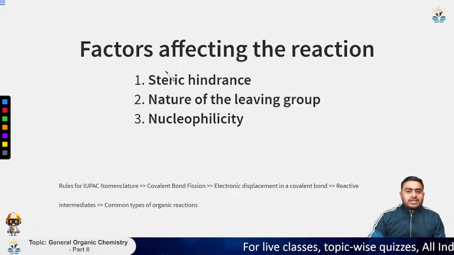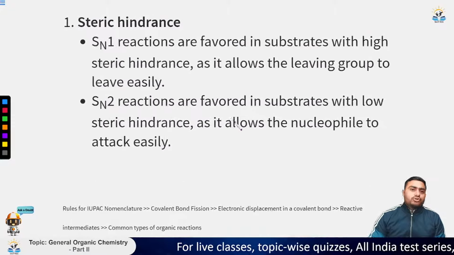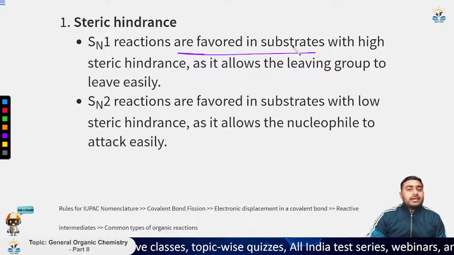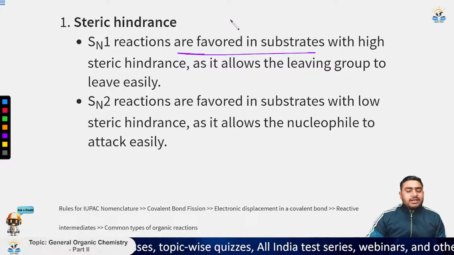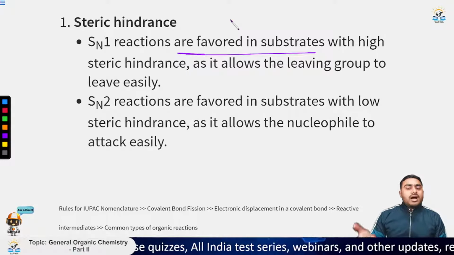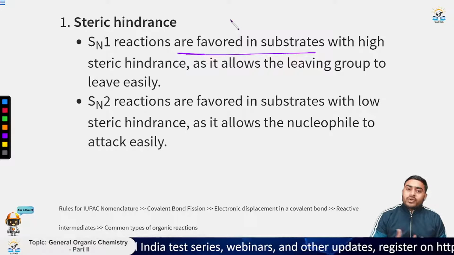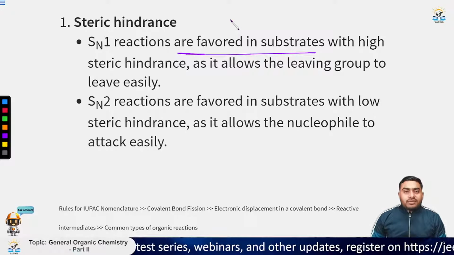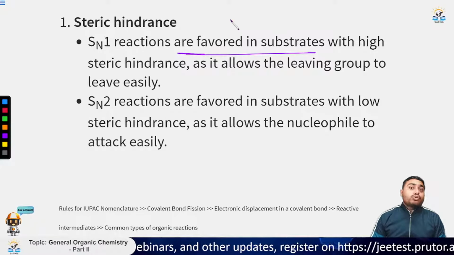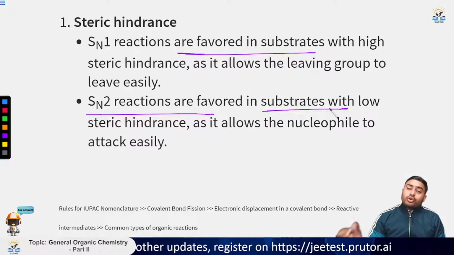Then you can see factors affecting the reaction: steric hindrance, nature of the leaving group, nucleophilicity. As I told you already, like steric hindrance, SN1 reactions are favored in substrates with high steric hindrance, because if there is high steric hindrance, more alkyl groups are there, then that allows the leaving group to leave easily, and they will stabilize the carbocation as well, right? If they are electron donating groups. SN2 reactions are favored in substrates with low steric hindrance, right?